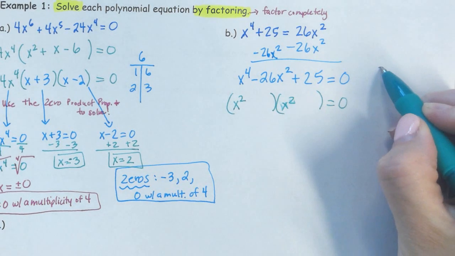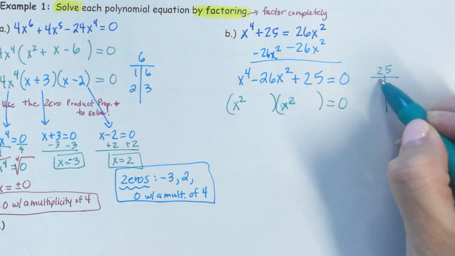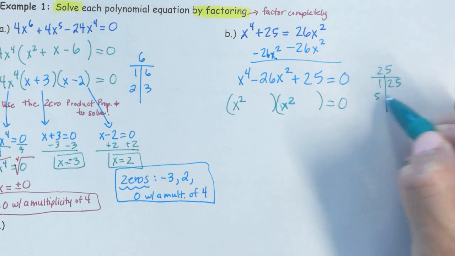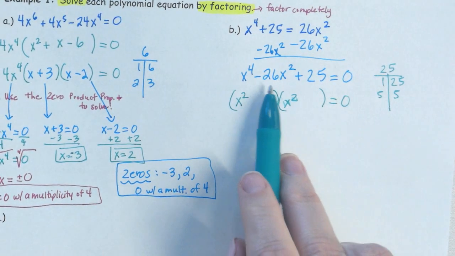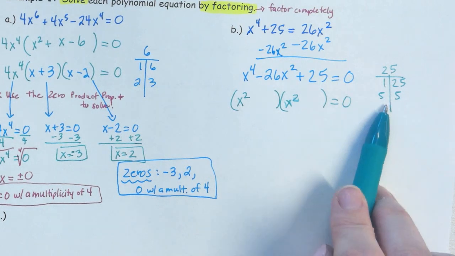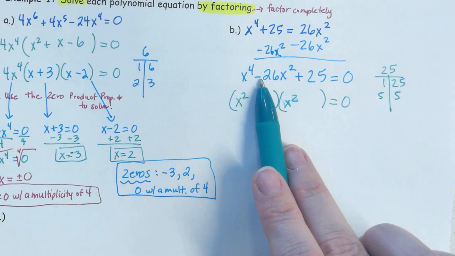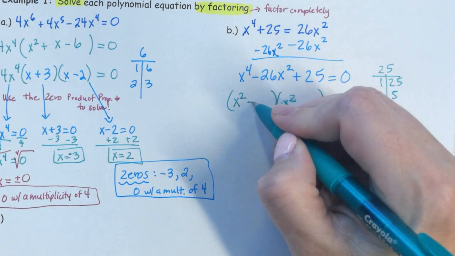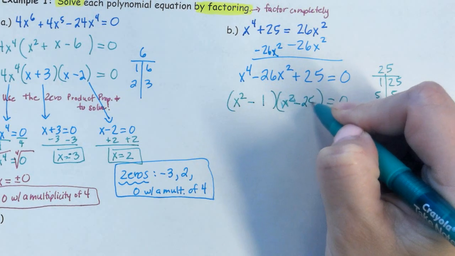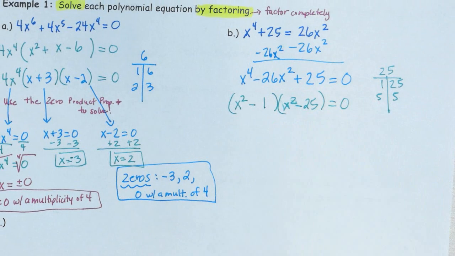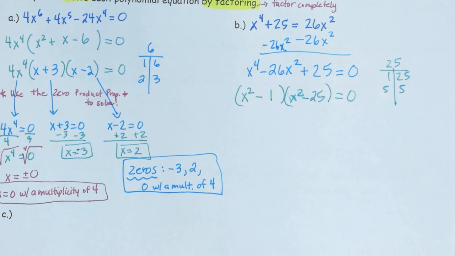Yeah, so I can make my little chart, right? To get 25, it's either 1 and 25 or 5 and 5. If it has to add to negative 26, which one do I have to use? 1 and 25. And then look at the sign. This is a negative, which means that both of these have to be negative in order to multiply to positive 25 and add to negative 26.